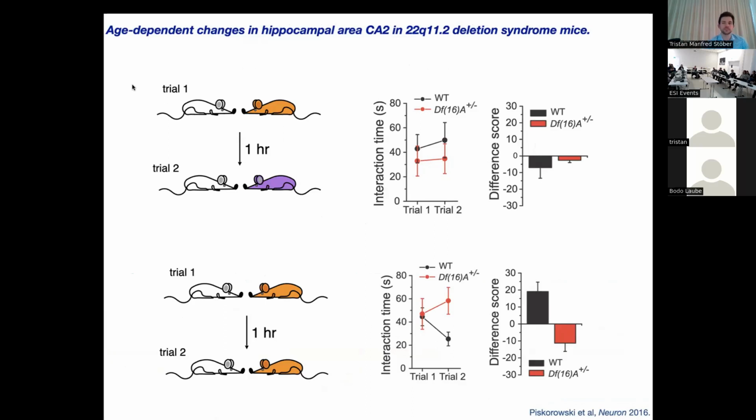So here you see that you take a mouse and you introduce it to a novel mouse. For both the wild type and the deletion, you have fairly normal social interaction for the two normal mice. So they're social, they're not fearful of other animals. However, if you take a deletion animal and you introduce him again to the same animal, he continues to behave as if the familiar animal is novel. Whereas the control animal interacts less with the second presentation. So this is our readout of social recognition memory.